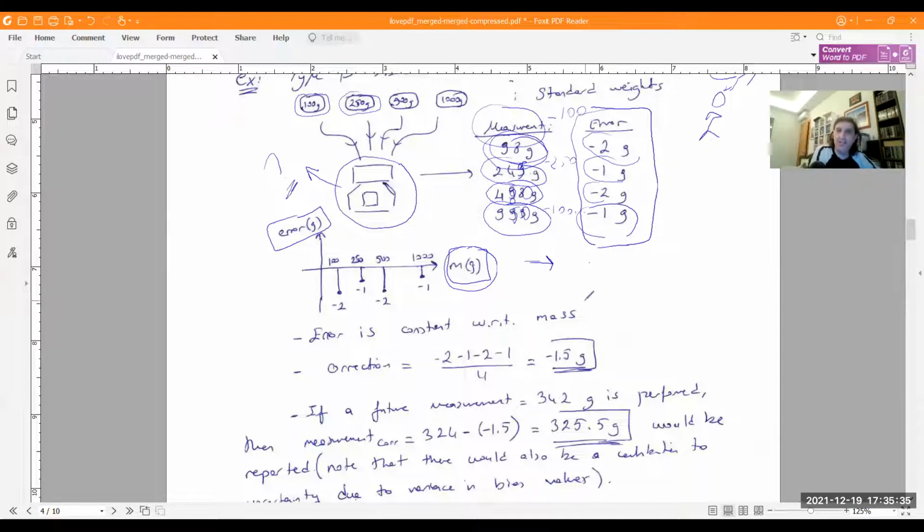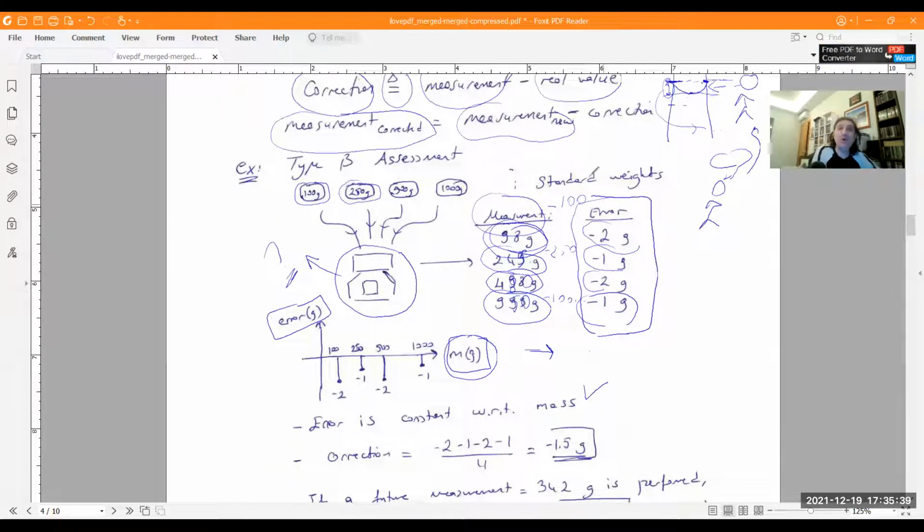Now, once you make sure that this is the case, then you find the correction here. Correction is going to be the measurement minus the real value average. So basically, it is the average of those error values: minus 2, minus 1, minus 2, minus 1, over 4. It is minus 1.5 grams.